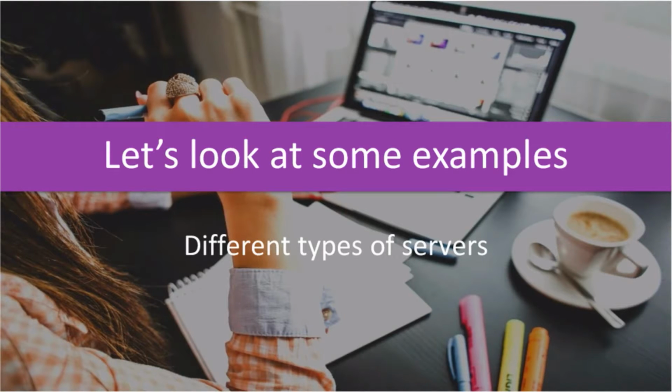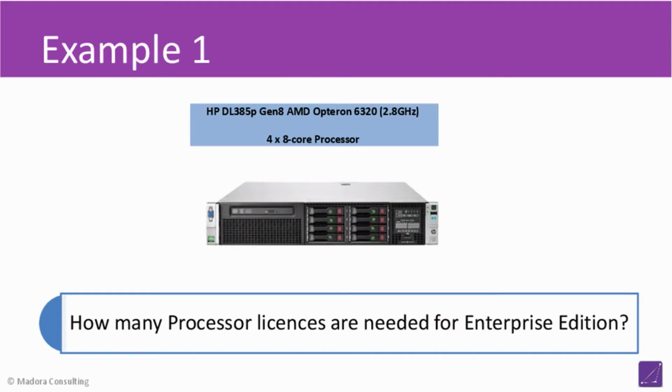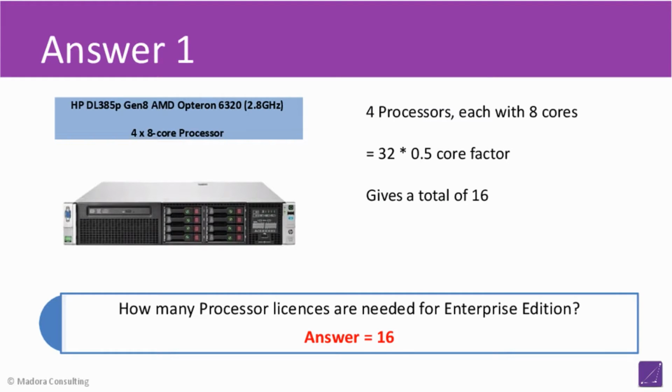Let's look at a few examples of servers. We've got some up on some slides here. So, we've got first example here has the server's got 4 processors, and each of those processors has 8 cores. So this gives us a total of 32 cores in the server. So you multiply those 32 by the core factor of 0.5, giving a total of 16. So for Enterprise Edition, you would need to buy 16 licenses, 16 processor licenses for this server.